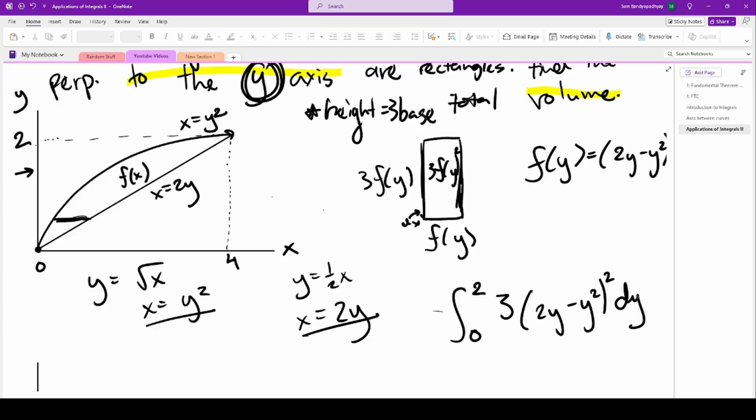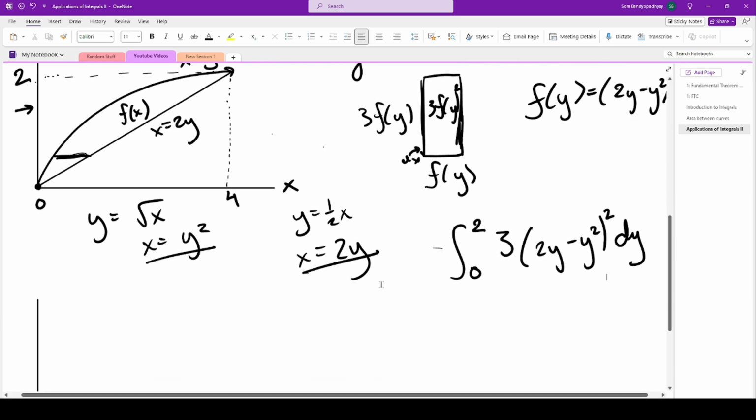It all depends on what type of cross sections they give you, right? And yeah, that's basically it.